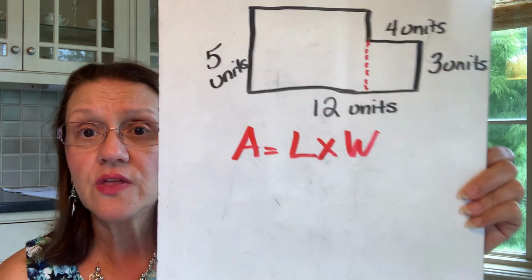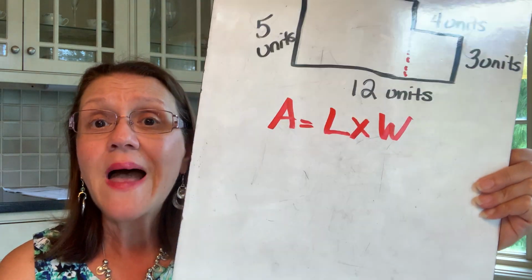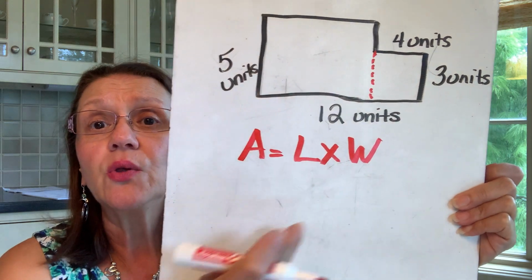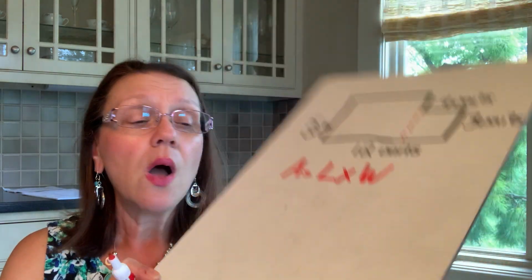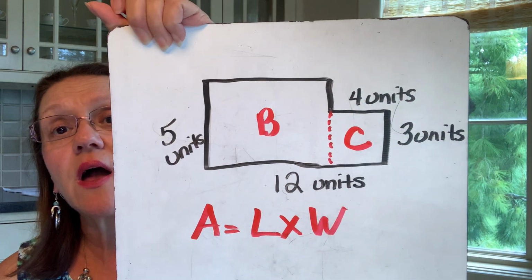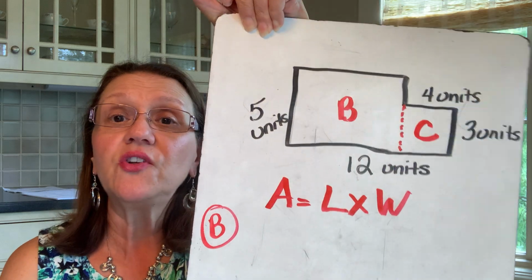That's the first thing. Next step is to substitute. That means you take out the letters L and W and you substitute in the numbers that you are given. So I am going to, let's see, I'm going to name my figures. So first I'm going to find the area of figure B. So I'm going to label that. I stated my formula. Now I substitute.